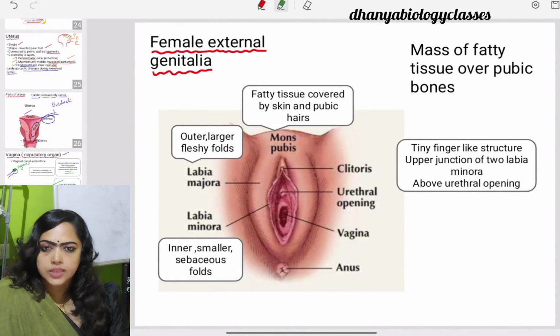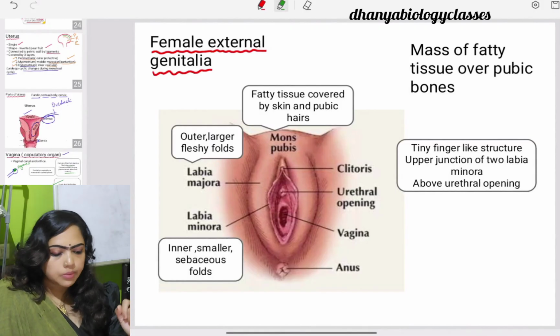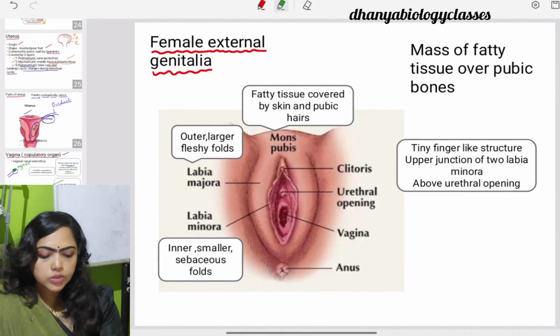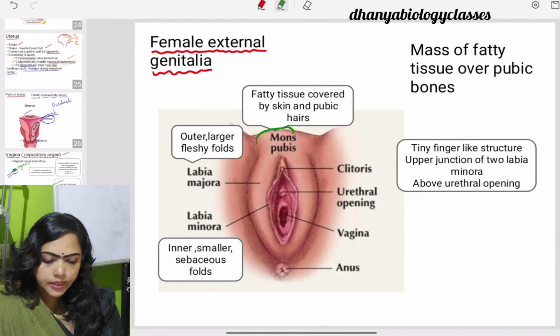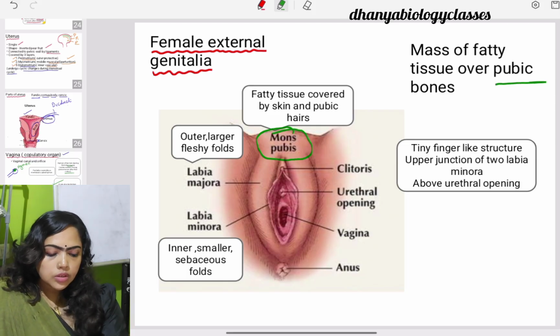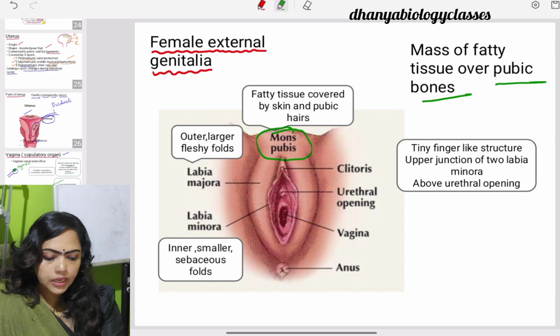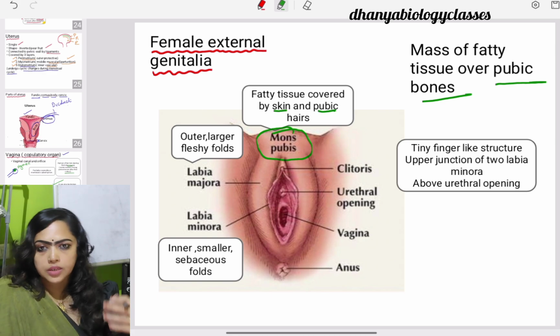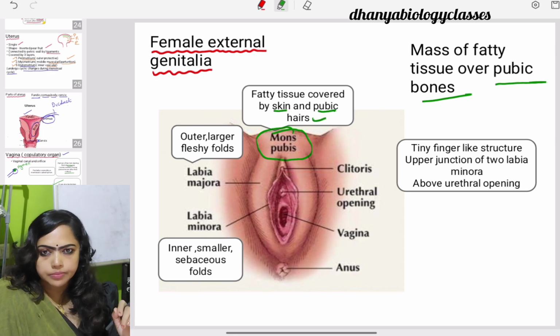And then the external genitalia, the organs which are externally visible. The first thing is mons pubis. So this is the rounded mass of fatty tissue over the pubic bones. Okay. And then it is covered by what? Skin and pubic hairs. Pubic hairs means the hairs that develop during the puberty time.